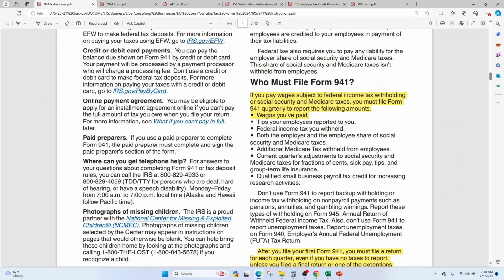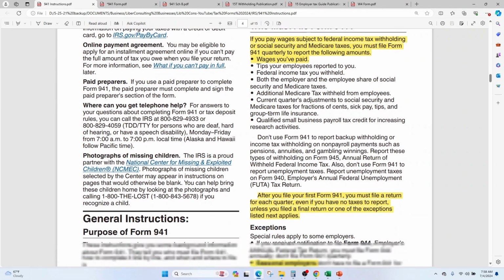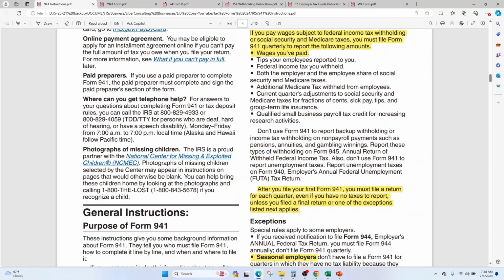So from that point on, you will continue to file Form 941 every quarter, even if you have no wages or no taxes to report. So after you file your first Form 941, you must file a return for each quarter, even if you have no tax to report, unless you file a final return.